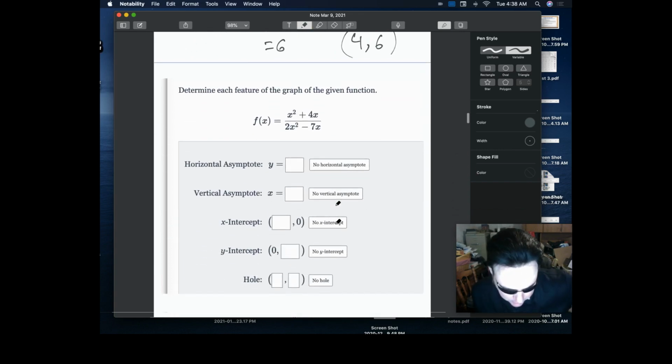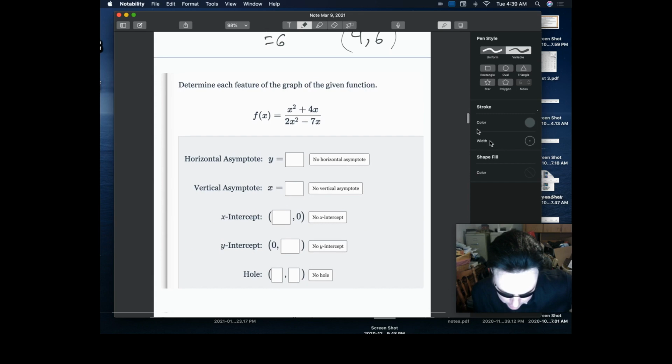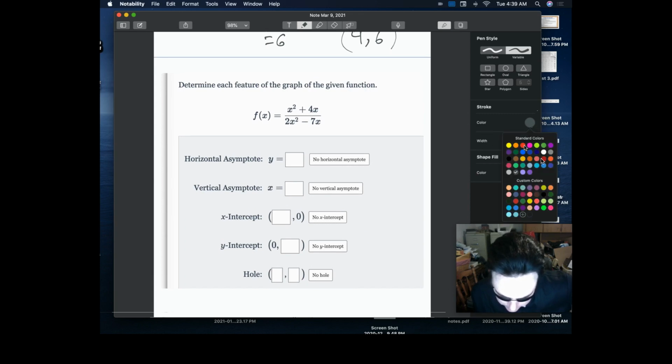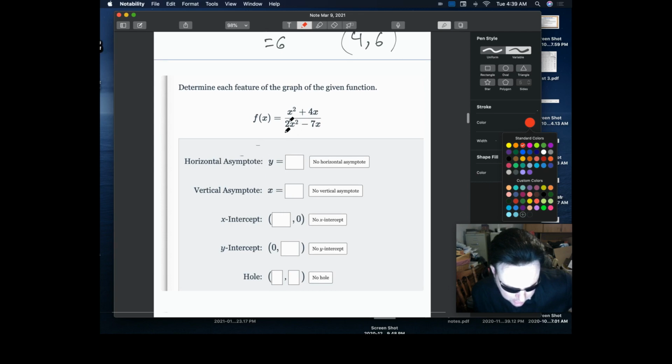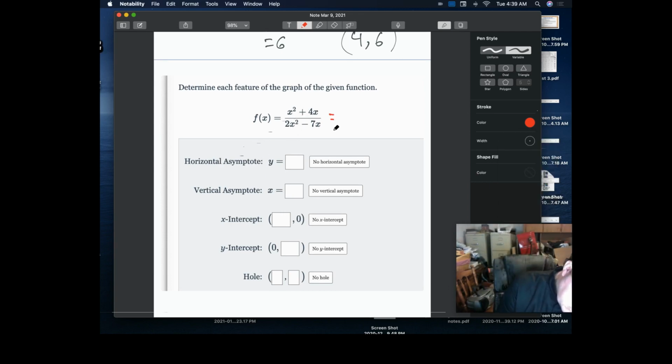Let's keep going. All right, determine each feature of the function. So let's do this. Change my color, make it stick out. Horizontal asymptote. Well, like I said, the first thing you probably want to do is factor.